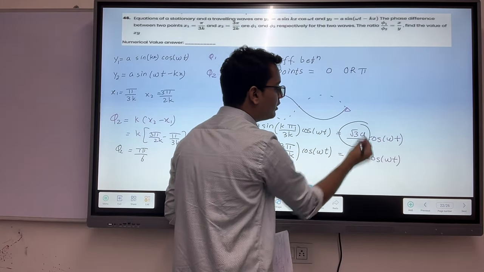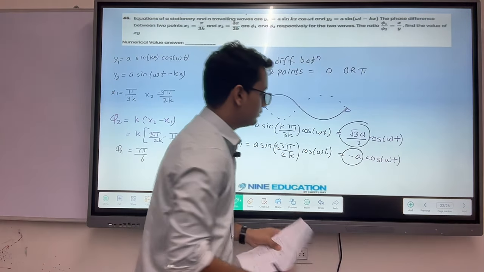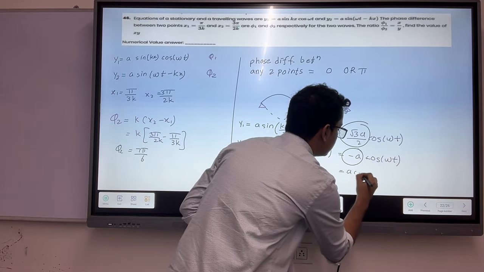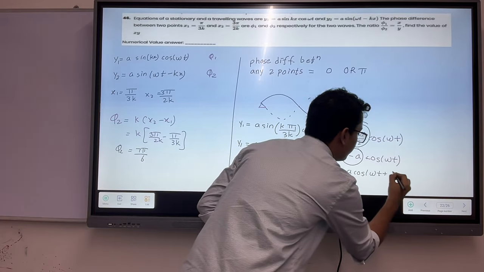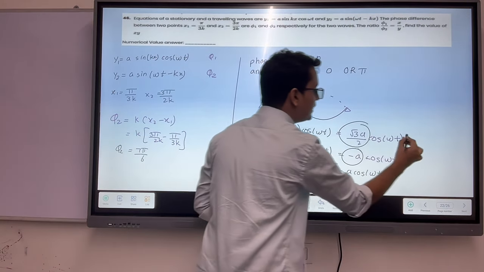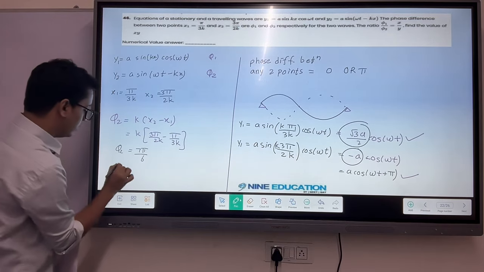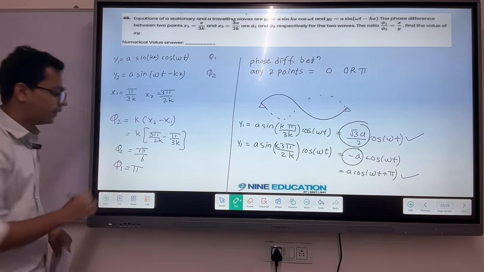The other one is nothing but minus a cos omega t. Correct? You can see amplitude is positive, amplitude is negative. Send this negative sign in. It is going to become a into cos of omega t plus pi. Isn't it? So you can clearly see the phase difference between these two is pi. So phi 1 is equal to pi.